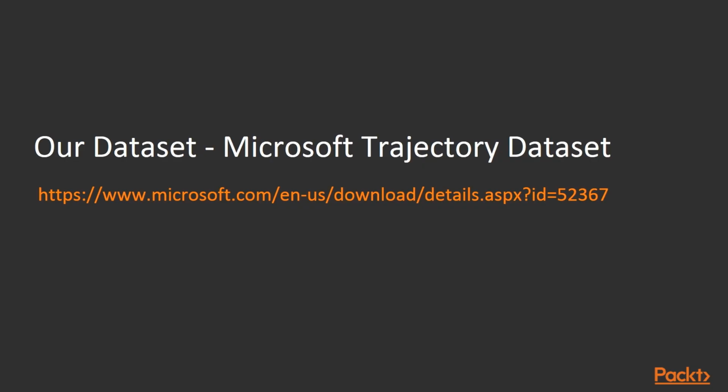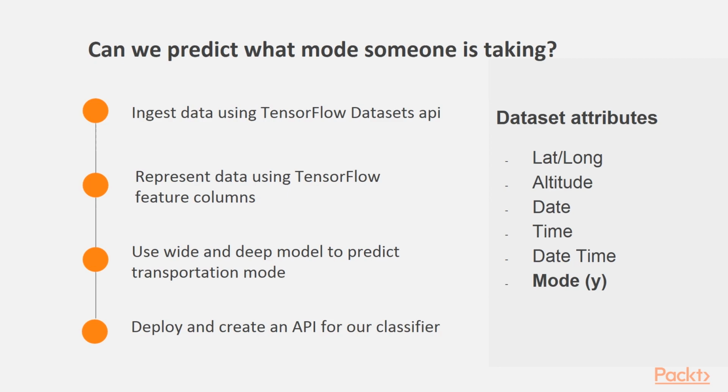Our dataset. We'll be using the Microsoft Trajectory dataset linked below. And basically what this is, it provides us with a GPS point, some information about that GPS point such as altitude and date, and a mode such as walk, bike, drive, or train, in order to give us an idea of what those people are doing at any given point in time. The question we'll be asking ourselves is, can we predict what mode someone is taking based on the dataset's attributes?